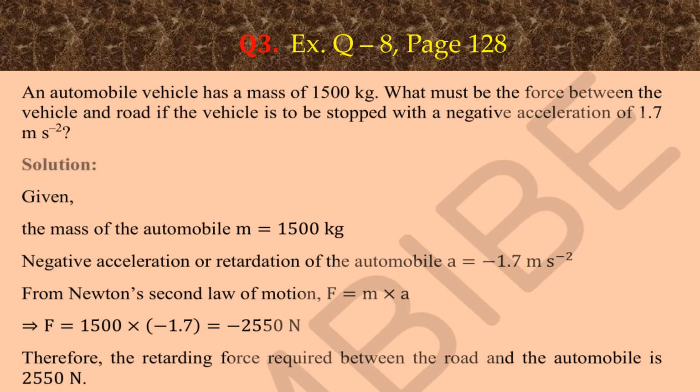You can substitute these values directly in the force equation. Force F is equal to ma. So you will get the answer as negative 2,550 Newton. So the negative sign shows that it is a retarding force which acts in the opposite direction of motion of the vehicle to stop it.